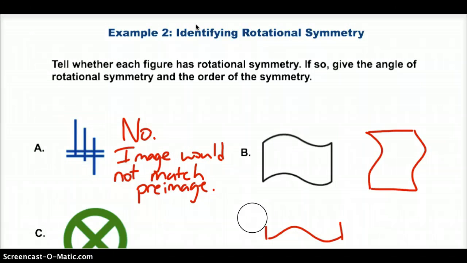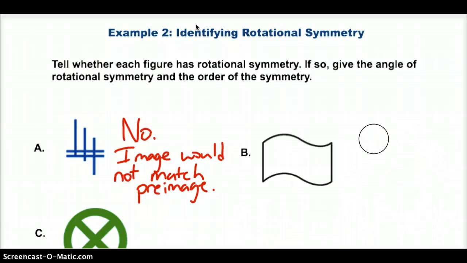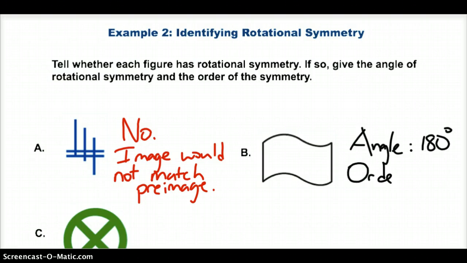Therefore, if we did a 180-degree rotation, that would be the angle of rotation. So for this one, the angle is not 90 degrees, it's 180 degrees. So the angle is 180 degrees, and our order would be 2. You could do 2 total 180-degree rotations until you're back to where you originally were without going over 360 degrees. Okay, and then one final one on here.